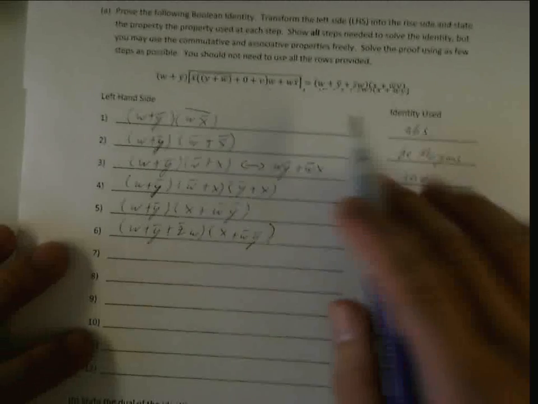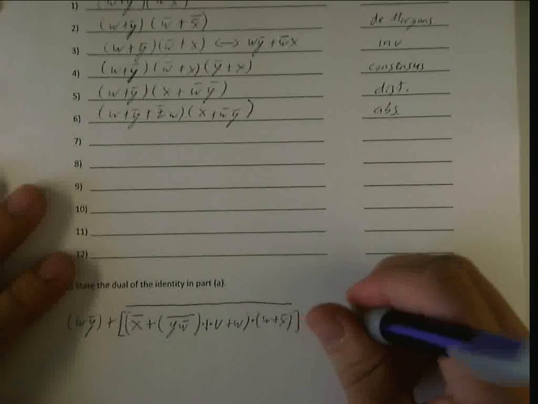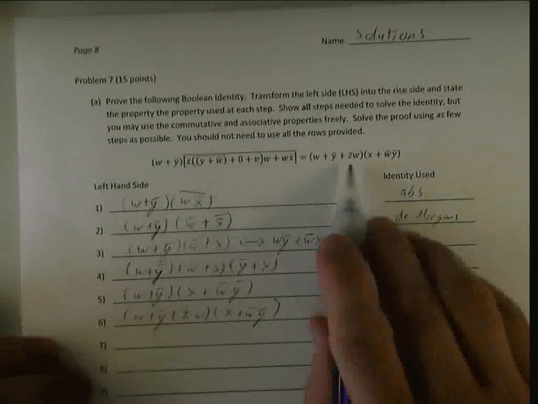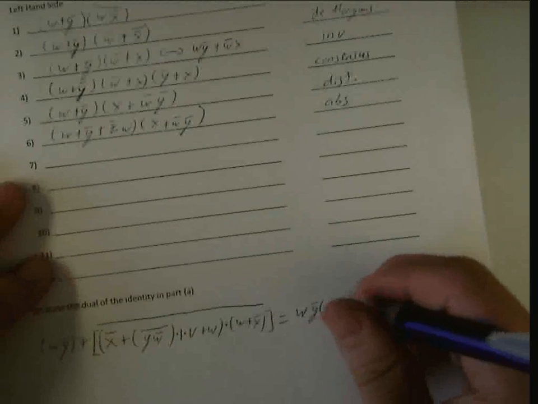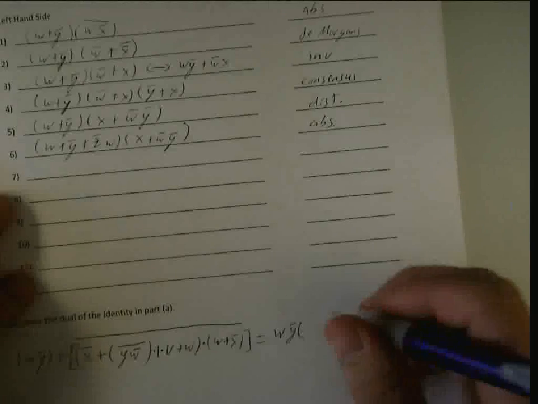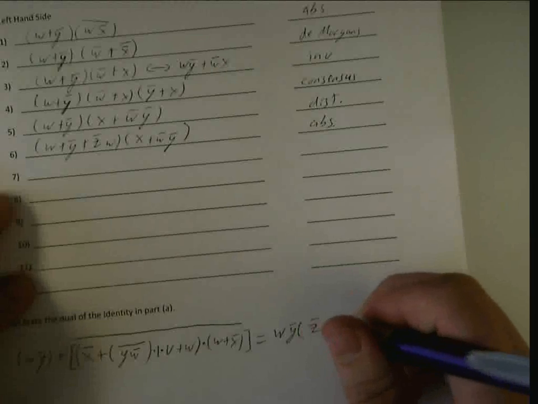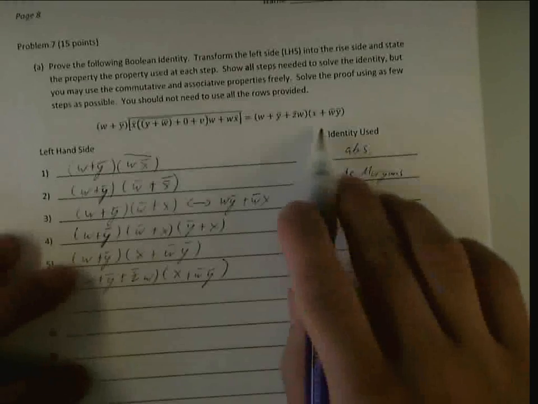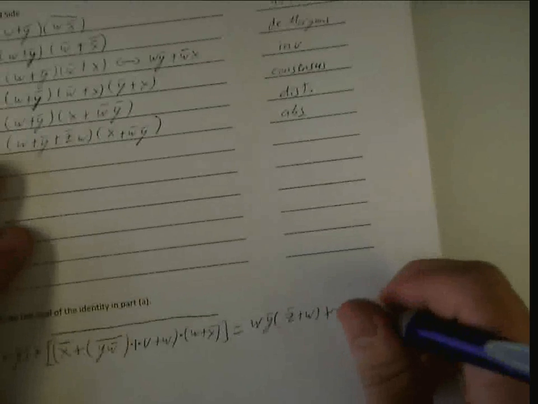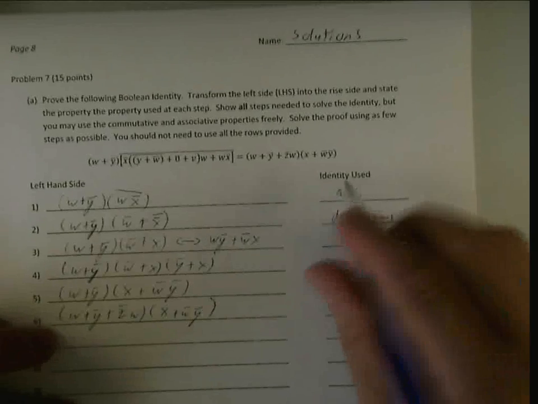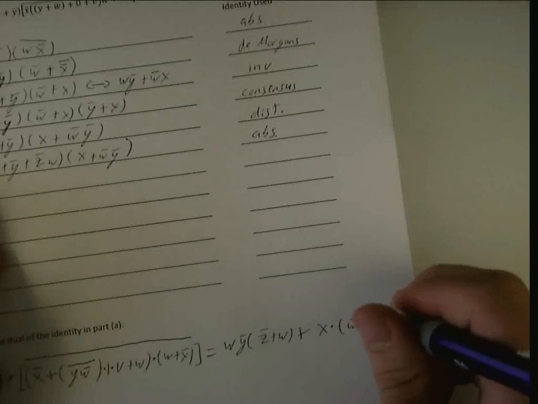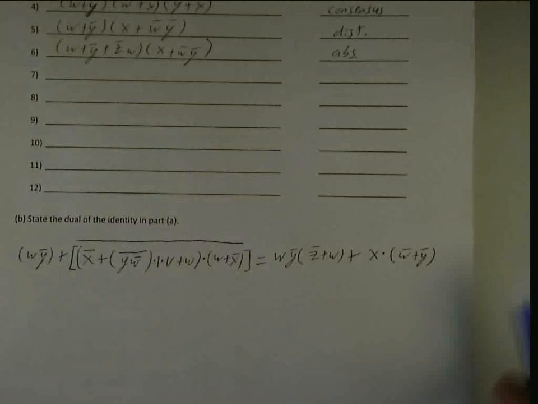And then we've got this W, and with Y bar. And then I need to make sure I keep these together, so I've got Z bar or W. So I've got that and. I'm going to OR that with this, which is going to be X, and with W bar or Y bar. So that would be your final dual.